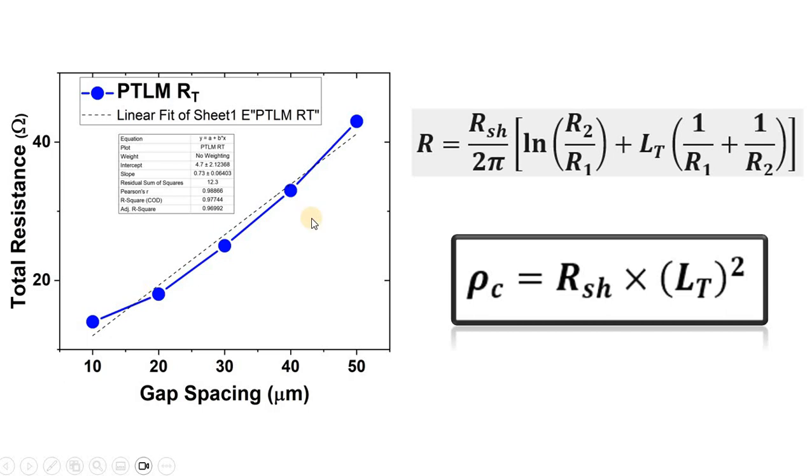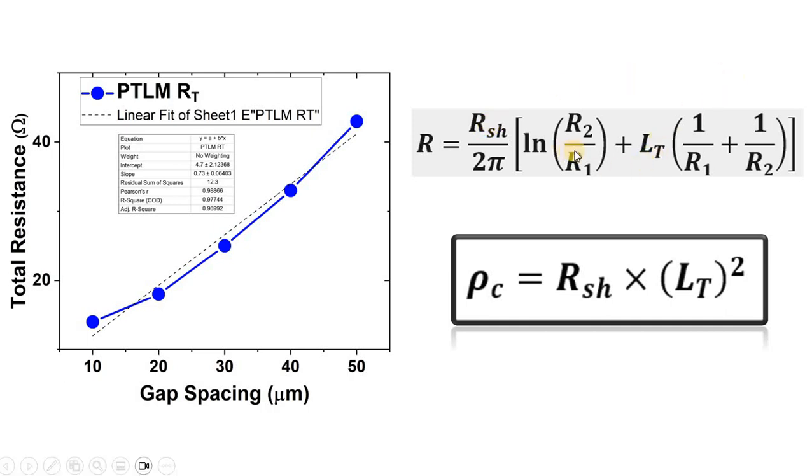How do you perform the linear data fit? For that, we have an equation over here, as you can see. In this equation, RSH is the sheet resistance of the material. Sheet resistance is a measure of the resistance of a thin film of a material with uniform thickness. It is typically expressed in ohms per square and represents the resistance of a square of the material independent of the size of the square.